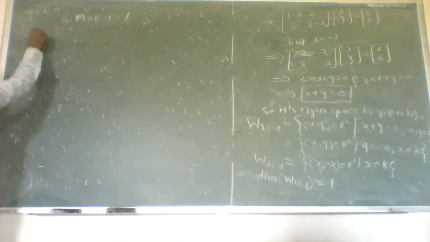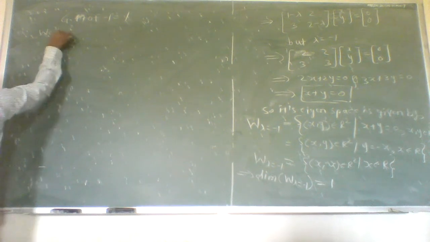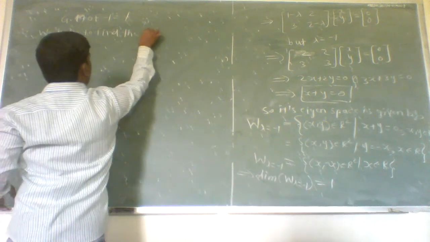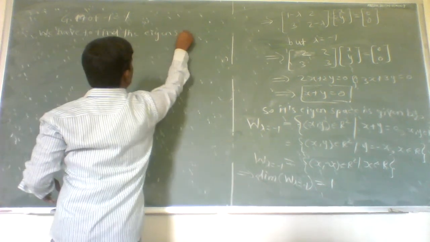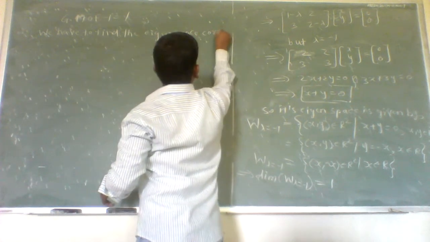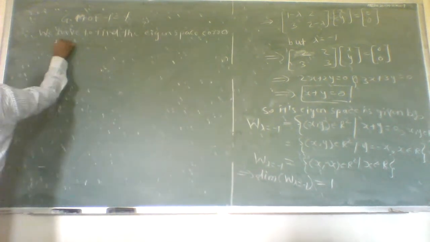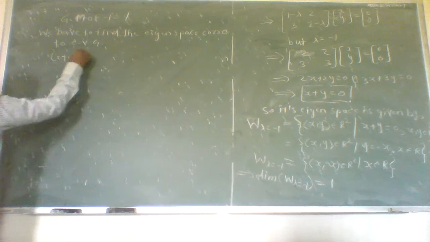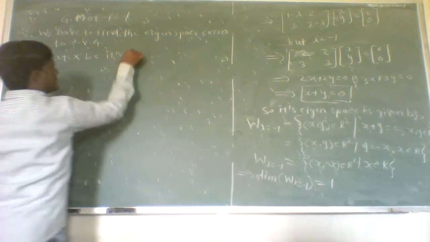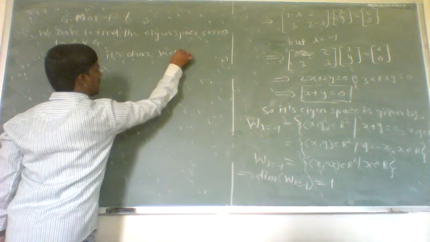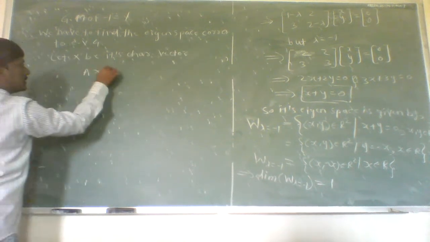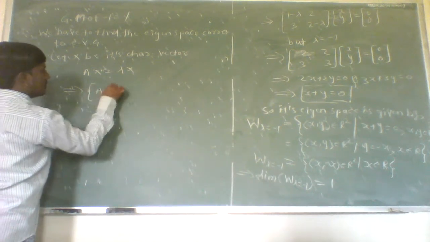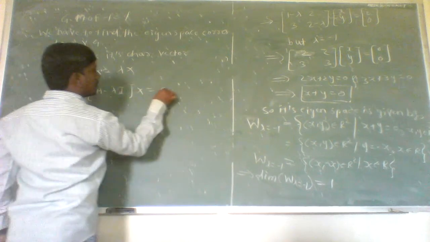So now we have to find the eigenspace corresponding to eigenvalue 4. Let x be its characteristic vector. As x is its characteristic vector, then by definition of characteristic vector, Ax is nothing but lambda times x, which is nothing but (A minus lambda I) x equal to 0.